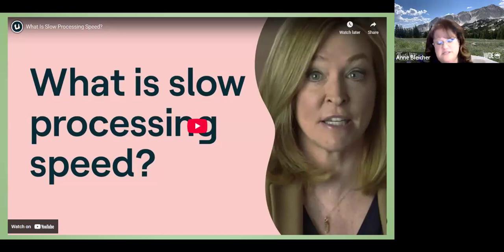It just gives a synopsis of what slow processing speed is. It says it probably much more eloquently than I just did, but I would encourage you to go back and watch that. And as you're watching, think about students who seem capable but struggle with pace, stamina, or time pressure. Our goal really is not to speed students up, but to understand their profile and support them with the right accommodations and expectations.